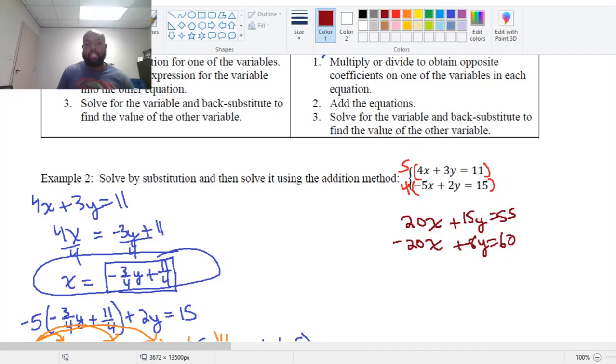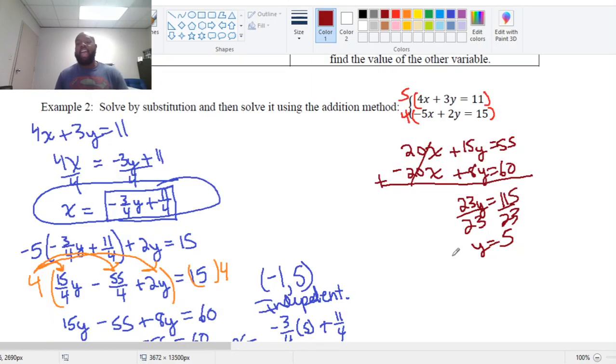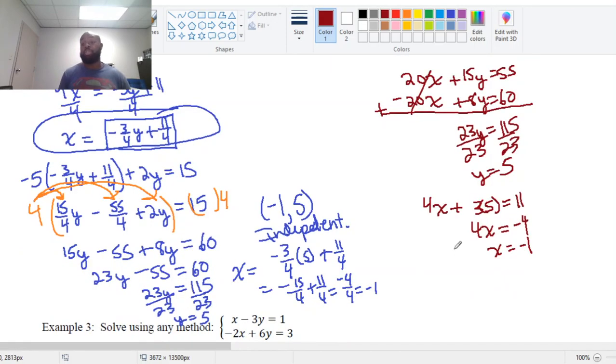With that being said, we can add our equations together. Well, they cancel. I'm going to get 23y equals 115. Divide both sides by 23. I get y equals 5, right? Now that I have that, I can go to either of my equations and plug in that 5 for y. I get 4x, this is 15. Let's subtract 15 from both sides. We get x equals -1, right?